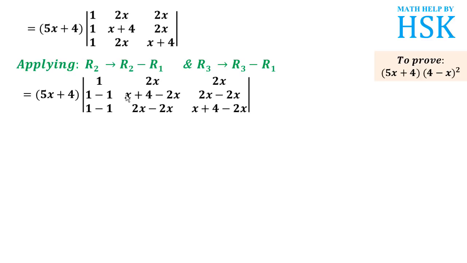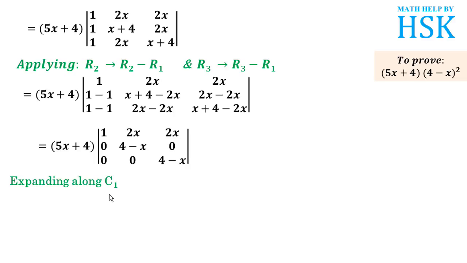So on simplifying, I am going to get this as equal to 5x plus 4. This first column will have the elements 1, 0, 0. This 2x minus 2x cancels out. So I am going to get this as 2x, 4 minus x, 0, 2x, 0, 4 minus x.